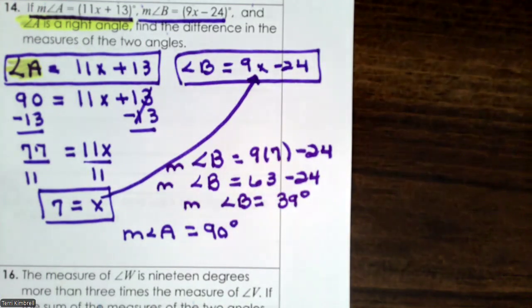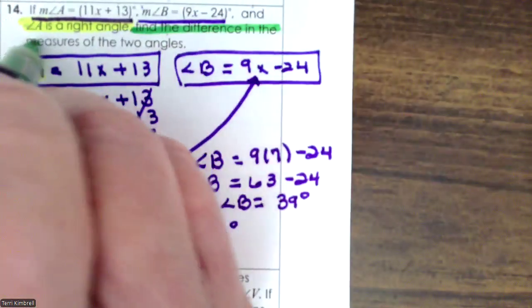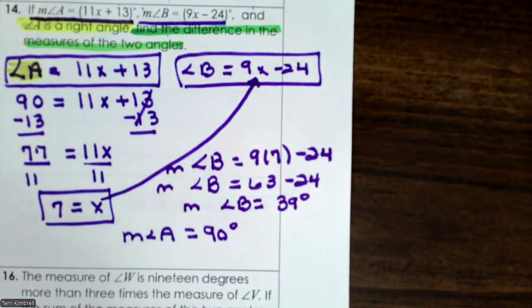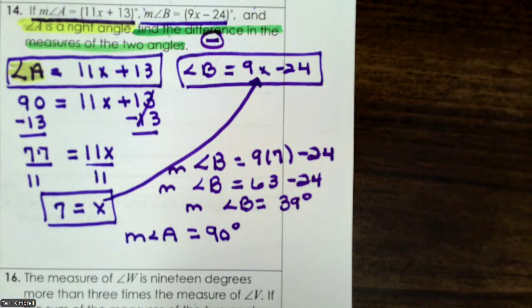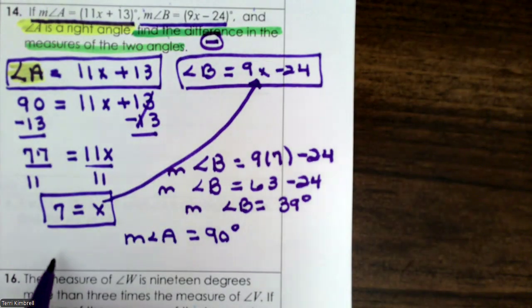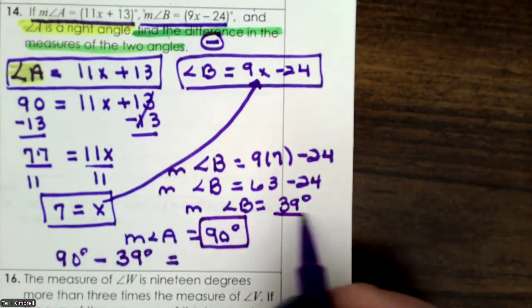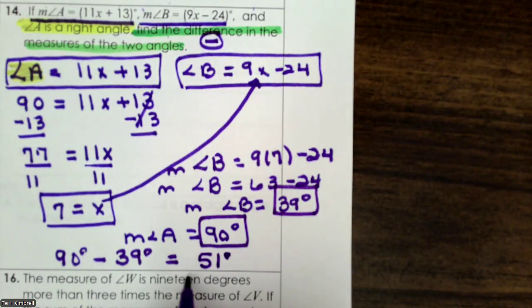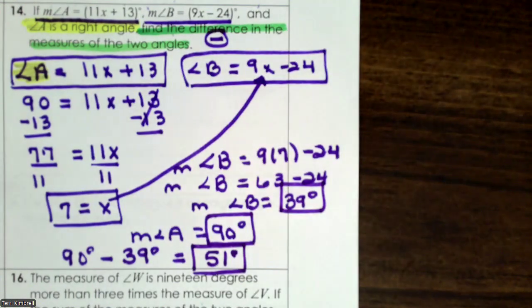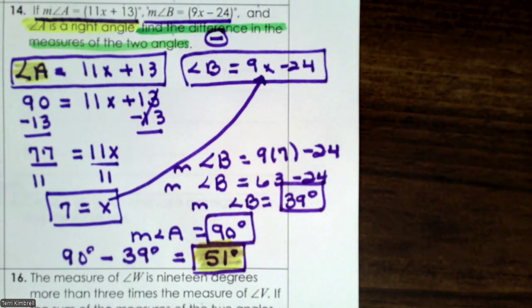It says for the question, find the difference in the measures of the two angles. So difference means that you are going to subtract. It has to have a positive value to be an angle. So you're going to take your largest angle and you're going to subtract your smallest angle. So we're doing 90 minus 39. So that difference is going to be 51 degrees for the answer. So the answer to this question was 51.